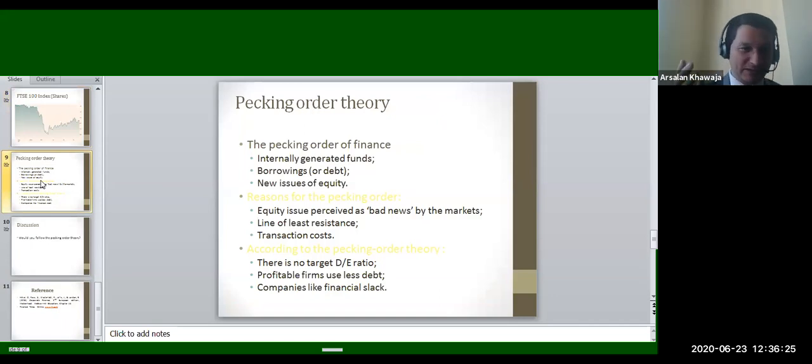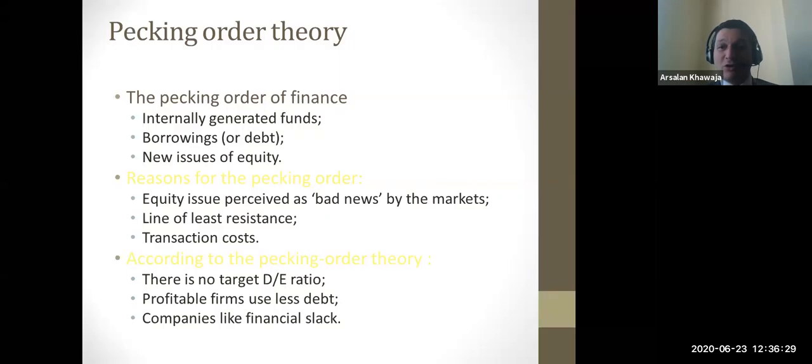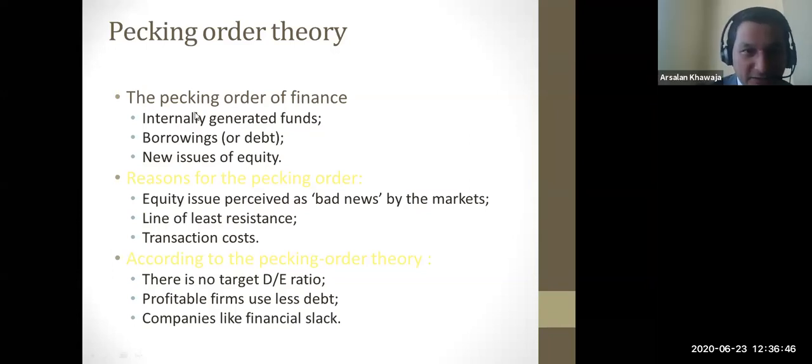Now with that, we come to this particular one. What is the pecking order theory? Now let me explain this to you guys. The pecking order theory says that whenever you need finance for your firm, number one is internally generated funds, which means retained profits. So this says that you must use your retained profit as your first priority. This is the number one step that you should take.